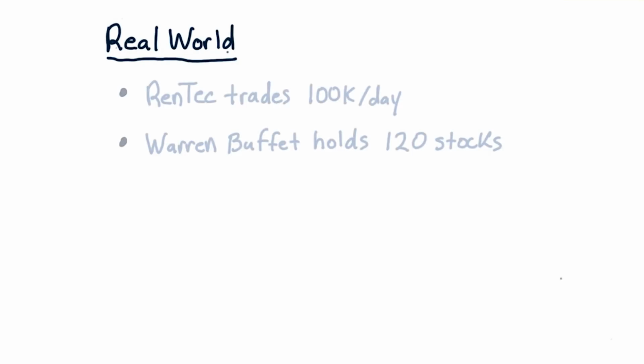Let's consider now the real world, and in particular hedge funds. So let's consider two real world funds. One is Rentech, or Renaissance Technologies. It was founded by Jim Simons, a math and computer science professor, and he's had tremendous performance over the last several decades. And Warren Buffett, who runs Berkshire Hathaway. Both of these funds over the years have produced similar returns. But on the one hand, Warren Buffett holds maybe 120 stocks, and he doesn't trade much, he just holds them. Renaissance Technology trades maybe 100,000 times per day.